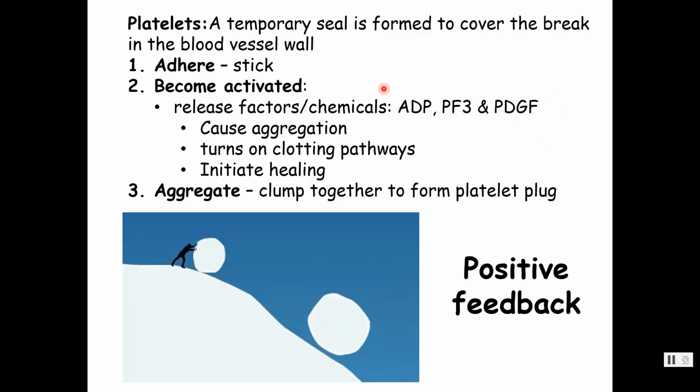Like I said, we get aggregation. Also, we're going to turn on the clotting pathways, and that platelet-derived growth factor is going to initiate healing. And then two, I don't know if you remember back from AP1, there were only two examples of positive feedback. One was childbirth, which we talked about in the endocrine chapter, and this is platelets. When they get activated, they activate more platelets, and they call them to aggregate and clump together. They call them to that site of damage. So they have to adhere, they get activated, and they aggregate and form that platelet plug.